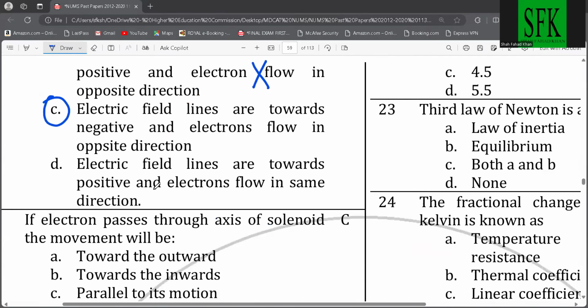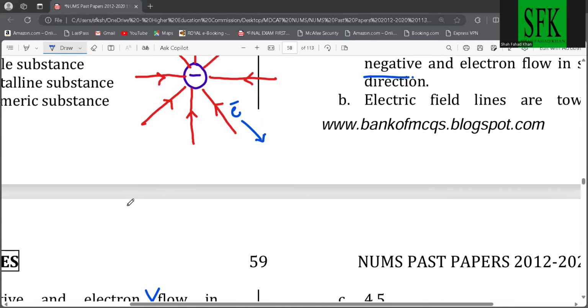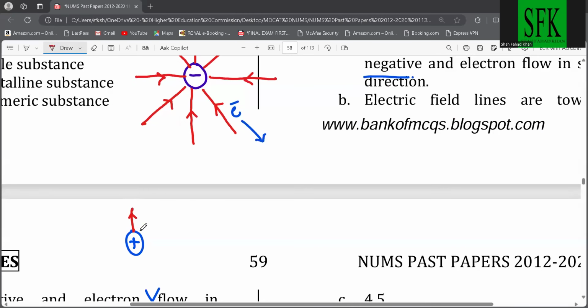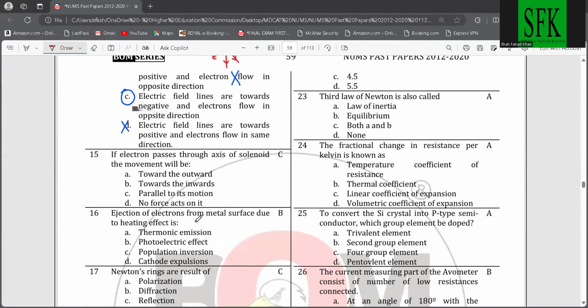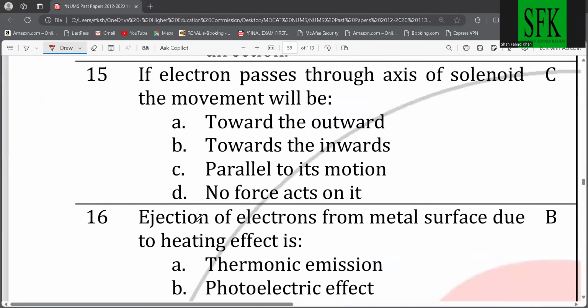And then D, electric field lines are towards positive and electrons flow in the same direction. That's wrong again. Electric field lines are always away from positive. For positive, it's going to be away. For negative, it's inwards. If you have a positive sign right here, for positive, the electric field lines are away. And in this case as well, electrons will flow in the opposite direction, because you place an electron here, it will move inwards. It will be attracted. So yeah, option C.